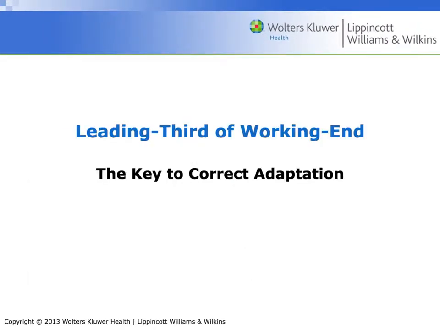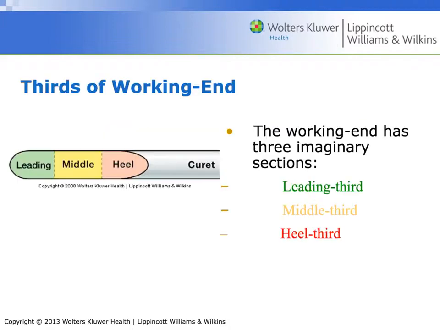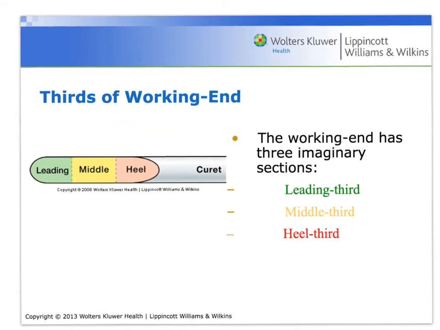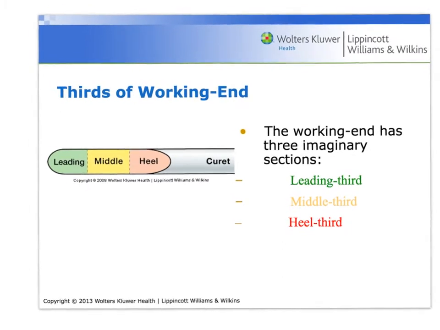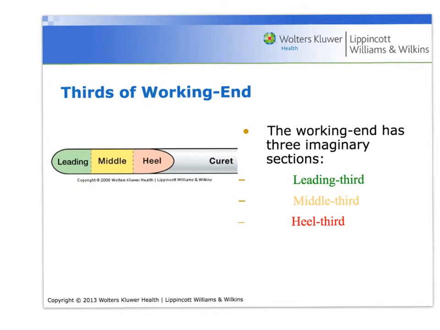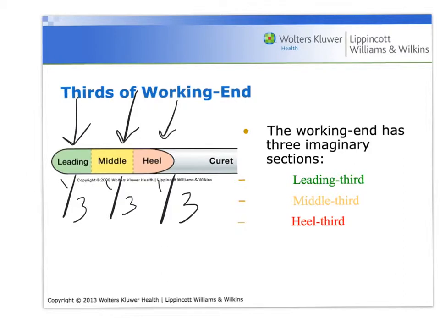So the key to correct adaptation is understanding that the working end has 3 imaginary sections. It has the leading third, so that's 1/3. It has the middle third, there's 1/3. And it has the heel third, there's the other third.